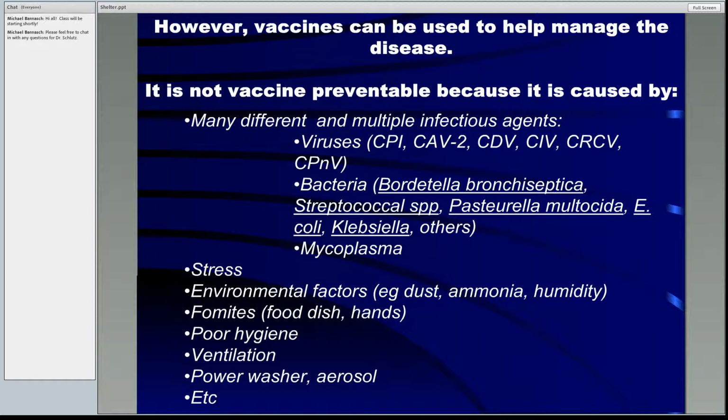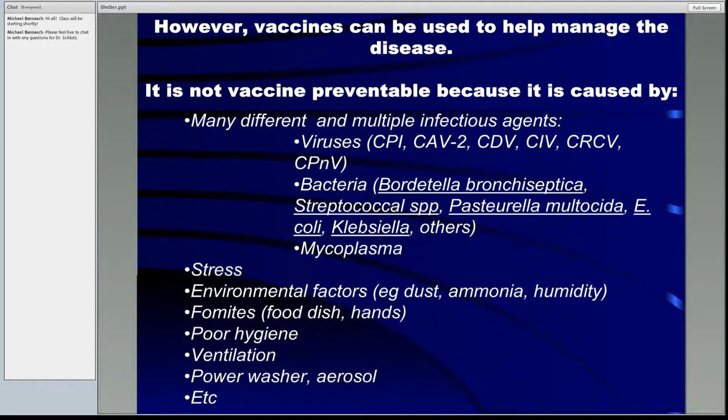But more importantly, there are also non-infectious agents. So if we had a vaccine for every one of those infectious agents, do you think we could really prevent canine infectious respiratory disease complex? Probably not. We would still just reduce the severity of it.